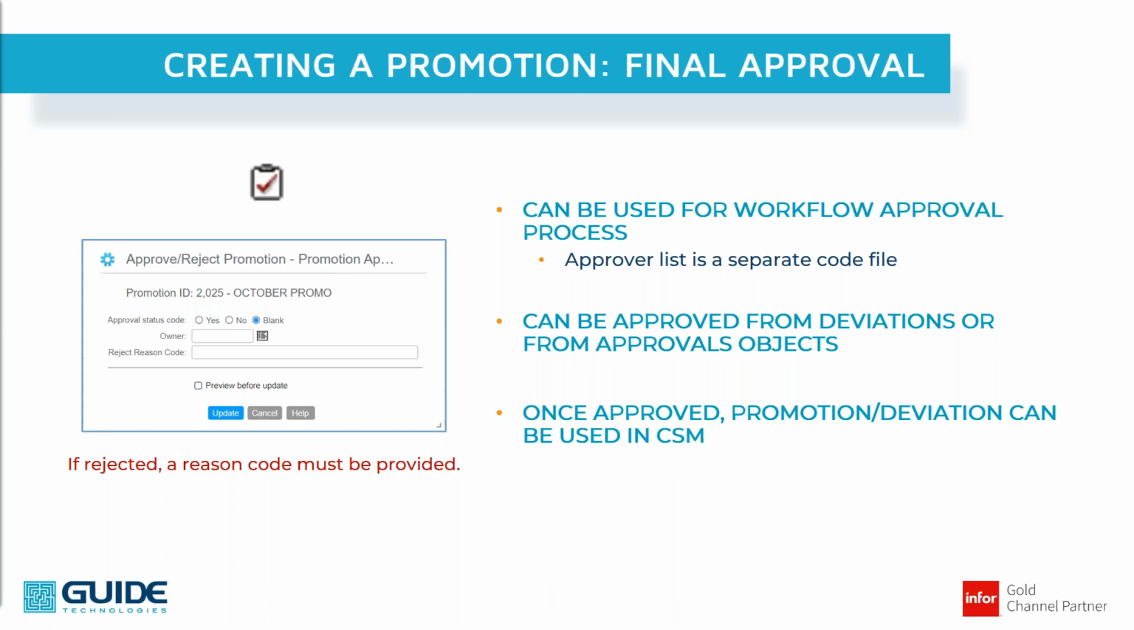Blank means, oops, I'm not going to do anything. I got some questions. I'm going to back out of it. But I can set it to yes or to no. I select the owner. The owner is the approver. So this is not the owner of the promo. So the wording might be a little bit confusing here, but the owner is the approver, which is a separate code file. And if I reject, I need to give it a rejection reason. Once it has been approved, it can now be used in CSM.